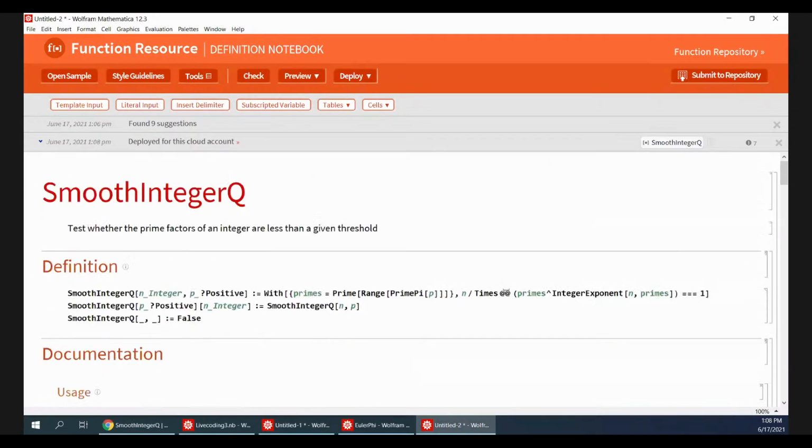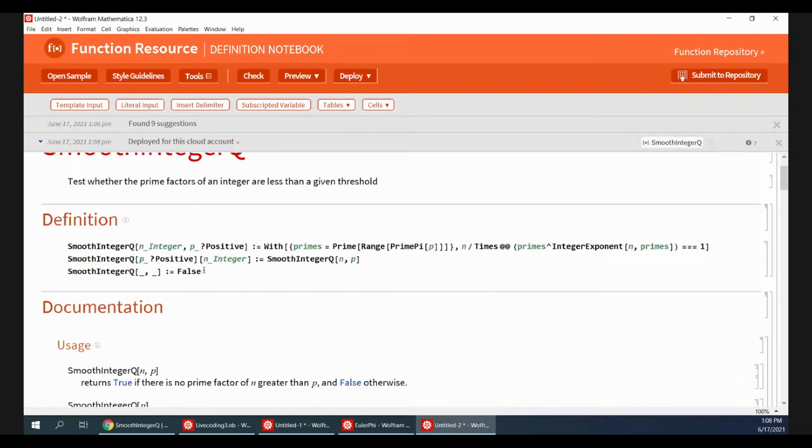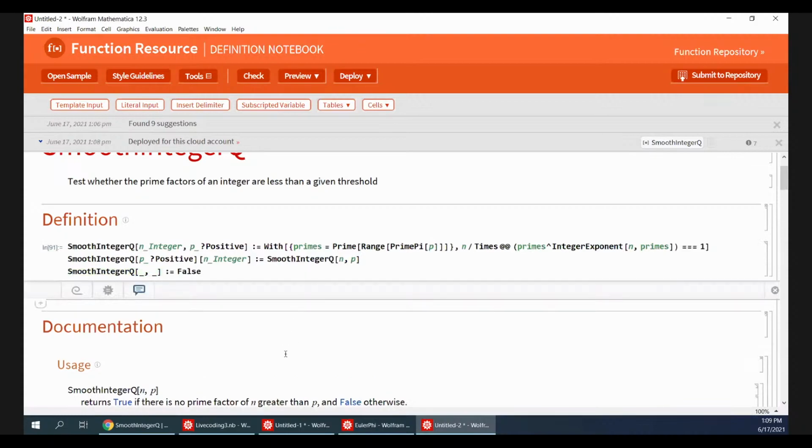There are a number of pitfalls, and the best way to catch them is to do this: create a real resource function, take it back to a new notebook, and test it. I actually know for a fact that if you were to put some message in here and check it, it would tell you, hey, don't use message, use the function repository version, ResourceFunction message.